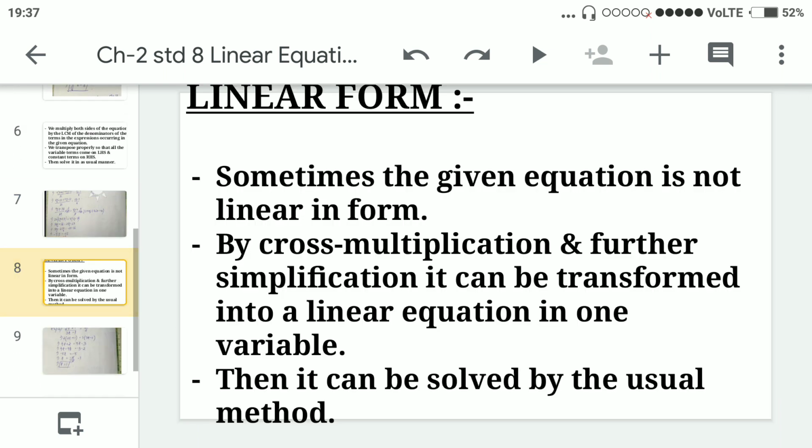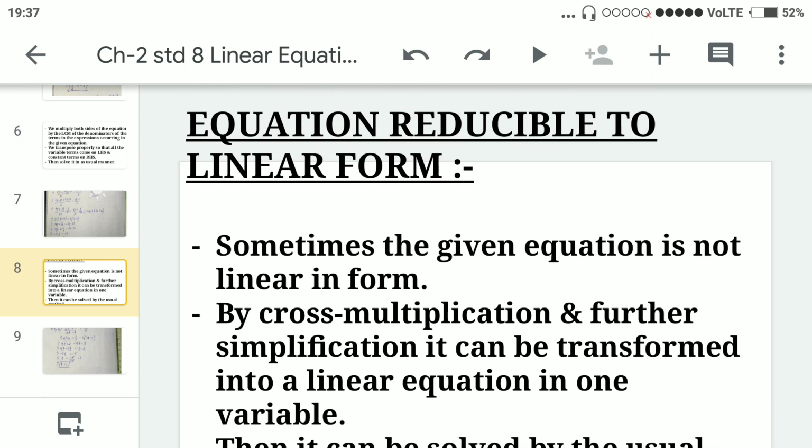Fine. Then, equations reducible to linear form. That means what? If in some case the equation is not in linear form, first of all you have to convert it into linear form, then we can solve it in the usual way. Sometimes the given equation is not in linear form. By cross multiplication and further simplification, it can be transformed into a linear equation in one variable.